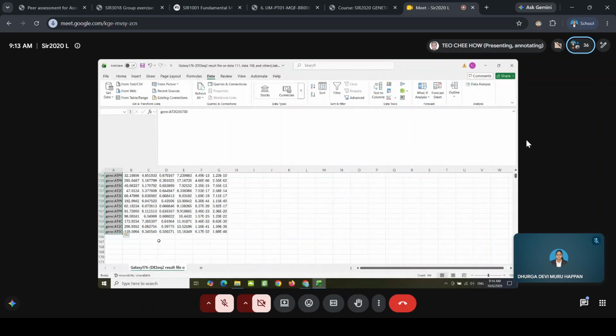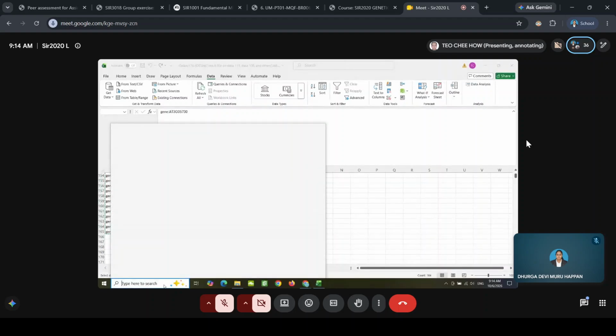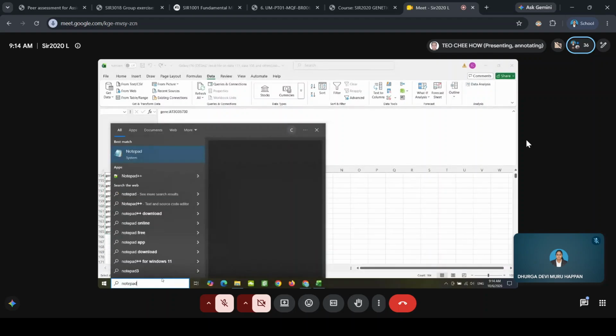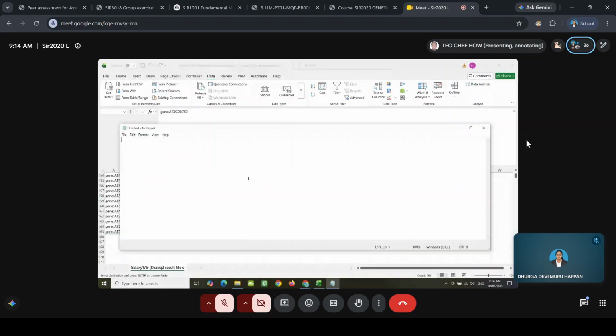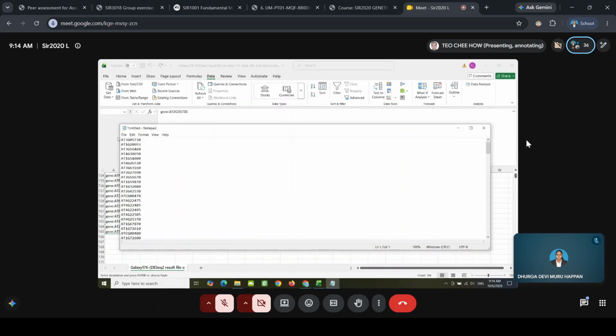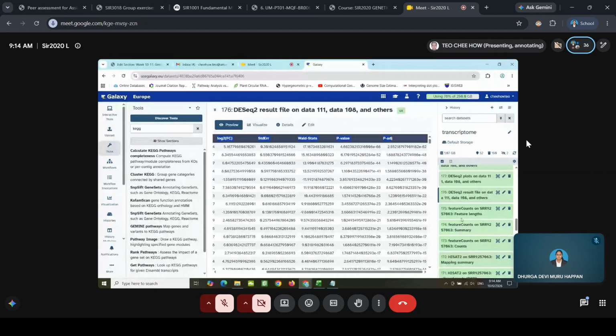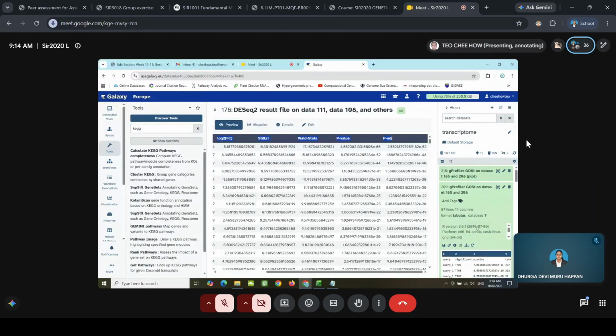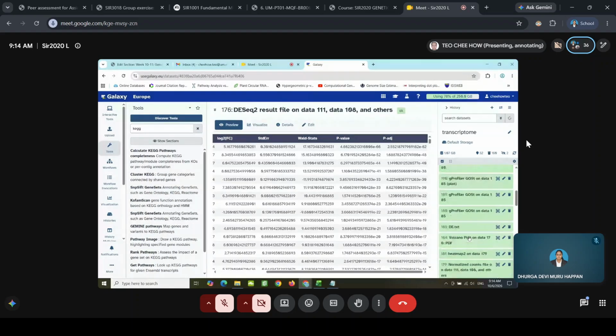So you copy the gene ID, put it into Notepad. And then replace the genes, remove the gene actually. So then save this as de.txt. Then, right, upload into Galaxy. Yeah, upload it into Galaxy.